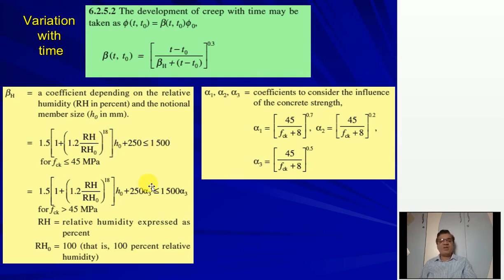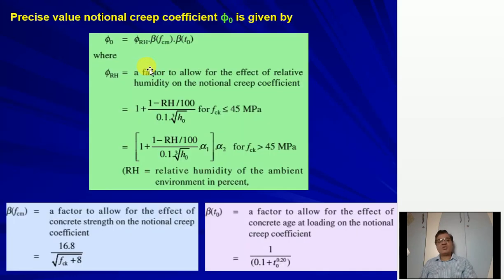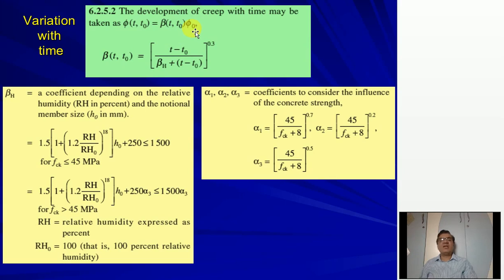okay, as the beta h value. Well, now here this 1500 is multiplied by alpha 3, and here also it is the term alpha 3. So alpha 3, this is the equation, (45 divided by FCK plus 8) raised to 0.5. All these alpha 1, alpha 2, alpha 3 are the coefficients to consider the influence of concrete strength. Well, so as we saw, after getting this beta t comma t0, we can substitute this in the earlier equation. Phi 0 is already given to you, and you can substitute it here, and you will get the value according to the time. Okay, well, so this is how all the losses are to be calculated.